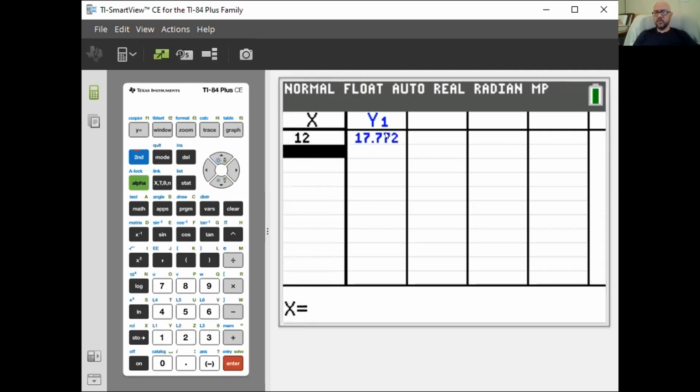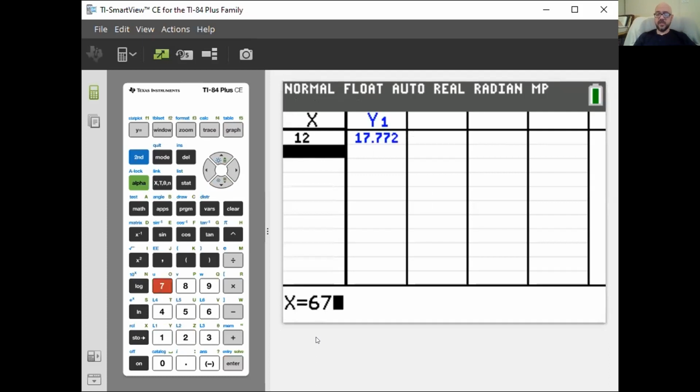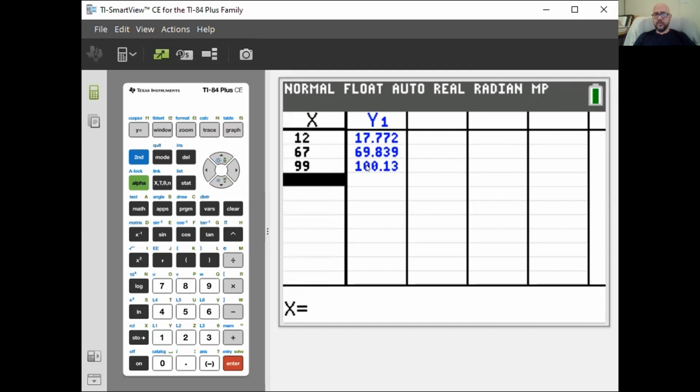And then it will tell us what the output is. So what it's doing here is taking this X and putting it into the function that we put in Y1, and telling us what the Y is. I can also do that for, say, 67 and 99, which were the values that I wanted. And so it gives us predicted final exam scores for midterm averages of these numbers, right?